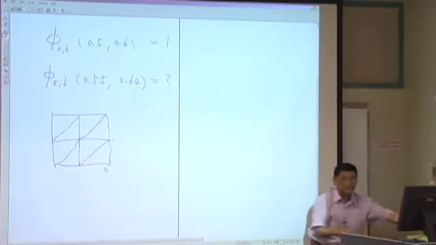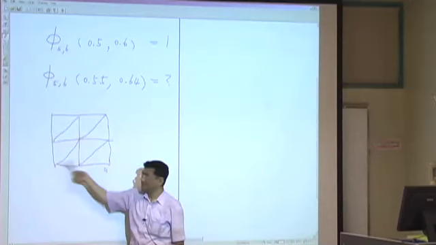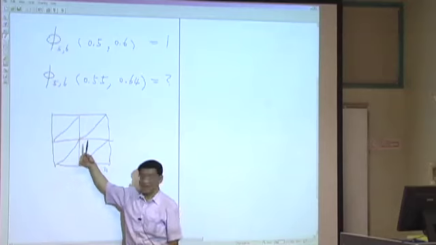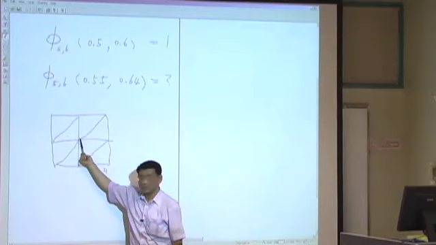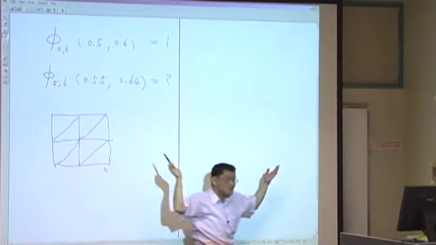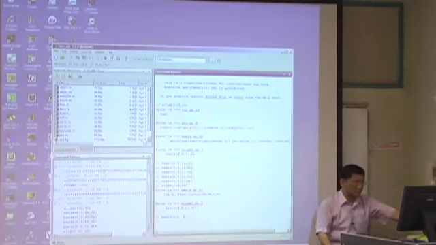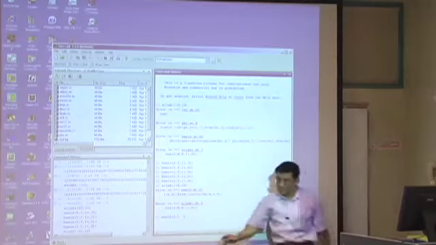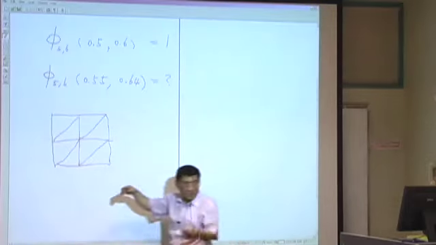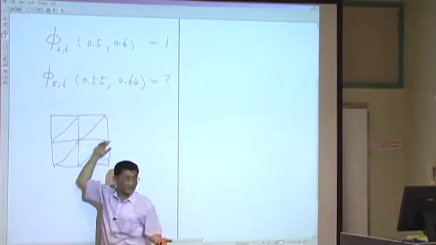Then how many basis functions are there? How many? 9, right? So I number it this way. 1, and then 2, 3, 4, 5, 6, 7, 8, 9, right? Of course, this isn't the only way, but it's a convenient way. Of course, it's possible to order the nodes this way too. 1, 2, 3, 4, 5, 6, 7, 8, 9. It's possible, right?